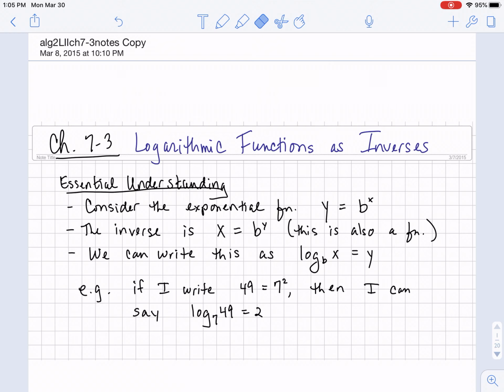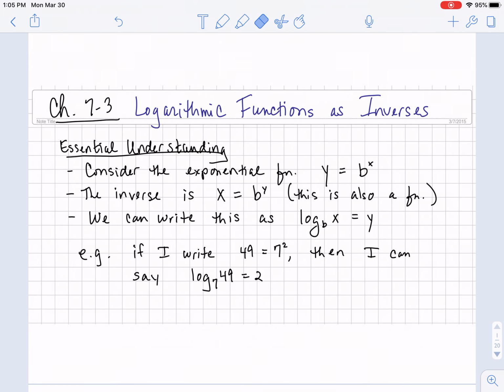We are starting chapter 7-3, which is logarithms. Logarithms, or logs, we can call them. Really what a logarithm is, it's kind of like the inverse of an exponential function. So you guys have been doing these y equals b to the x functions. Remember, an exponential function is where the x, or the variable, is the exponent.